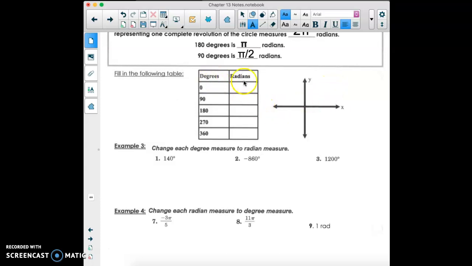what each of these are equally. So if we're going to start here at x, degrees and radians are going to be the exact same. 0 degrees is the same thing as 0 radians.